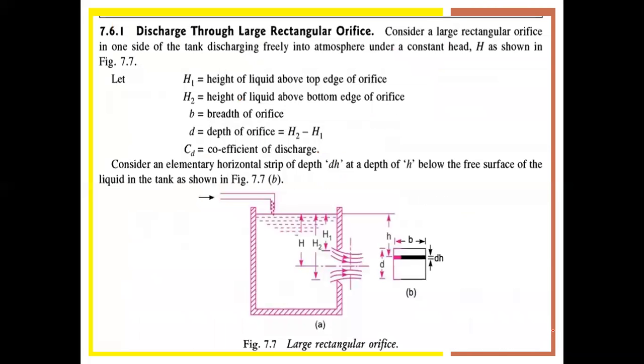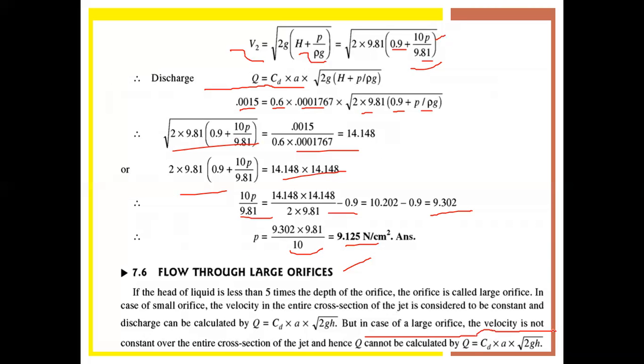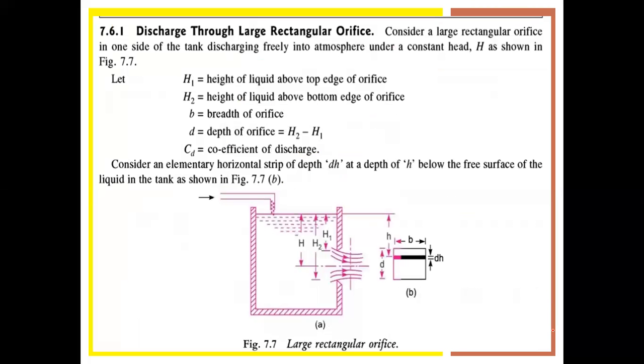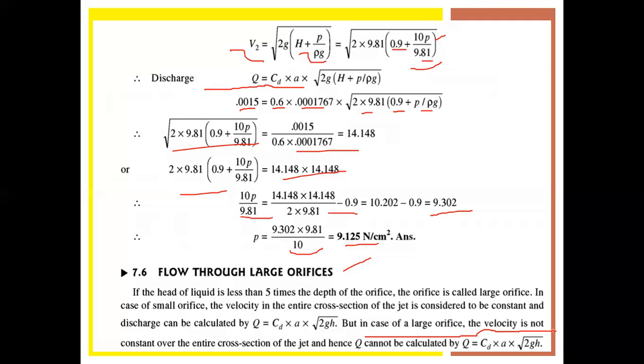Then the discharge through the rectangular orifice, the flow through large orifice. Next one, in large orifices, we have different types of surface areas. So in the syllabus, we are discussing the rectangular orifice, the circular orifice, the triangular orifice. Got it?